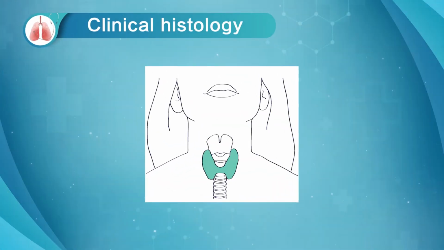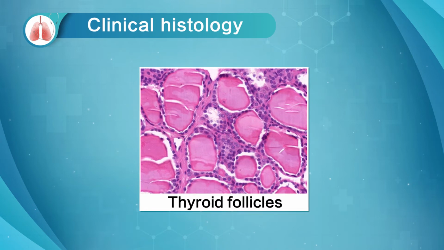Thyroid is found at the front of the neck, over the trachea just inferior to the larynx, as a butterfly-shaped structure. Microscopically, the thyroid gland is composed of spherical follicles separated by loose connective tissue rich in capillaries. The diameter of each follicle is 0.02 to 0.9 mm.